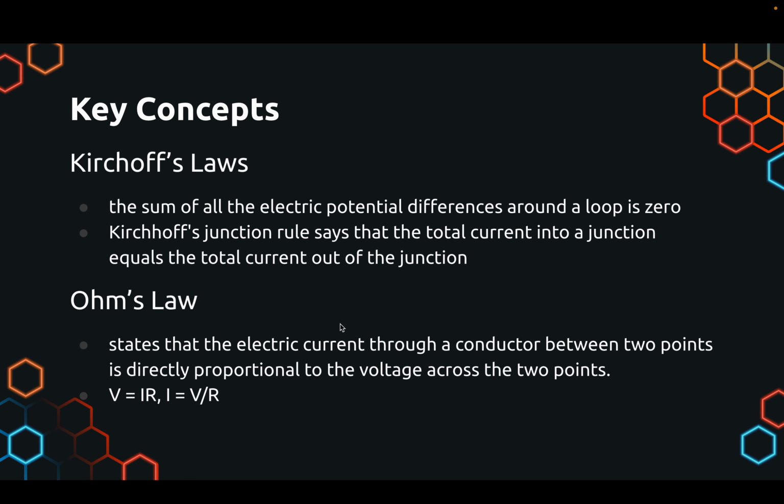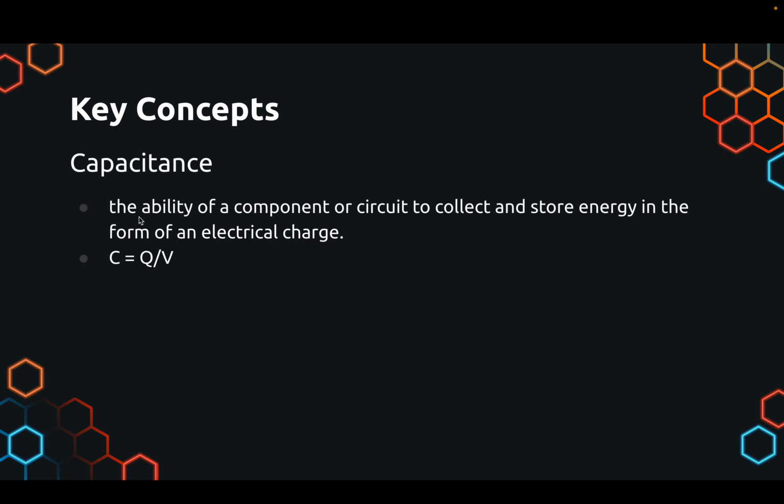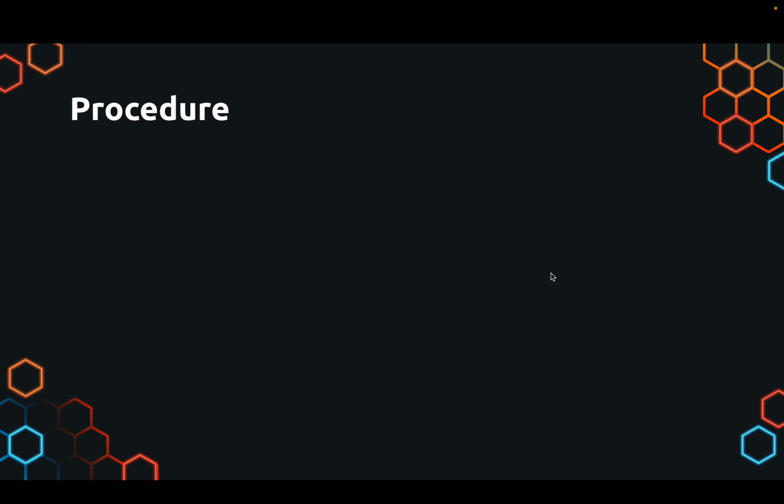Ohm's law states that the electric current through a conductor between 2 points is directly proportional to the voltage across those 2 points, and we get these formulas from that. And last one, capacitance, is the ability of a component or circuit to collect and store energy in the form of an electrical charge. And we will use C equals Q over V for this one.